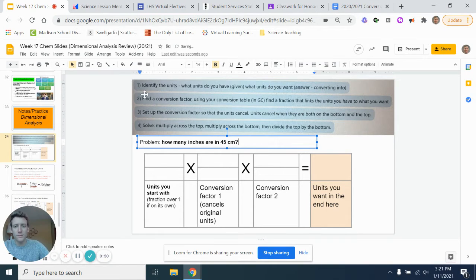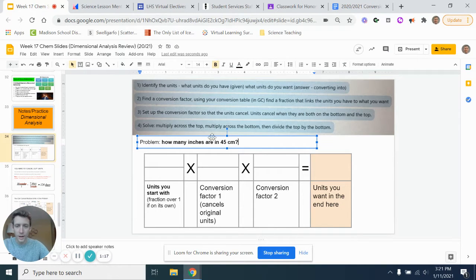So I'm going to go through these 4 steps in order to convert from this unit, centimeters, into inches. Step 1, identify the units. What units do you have? In other words, what's given? And what units do you want? In other words, what's the answer unit? What am I converting into? Start by naming that and organize your problem accordingly.